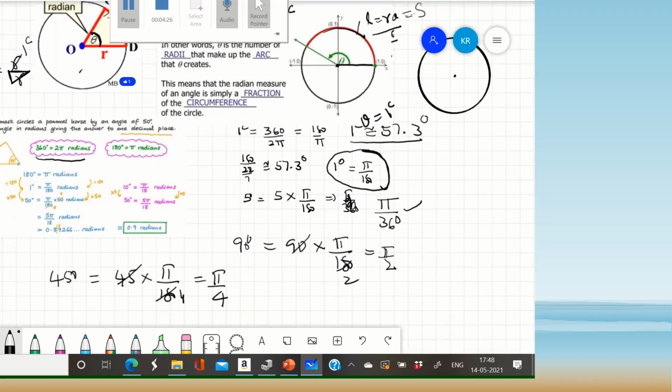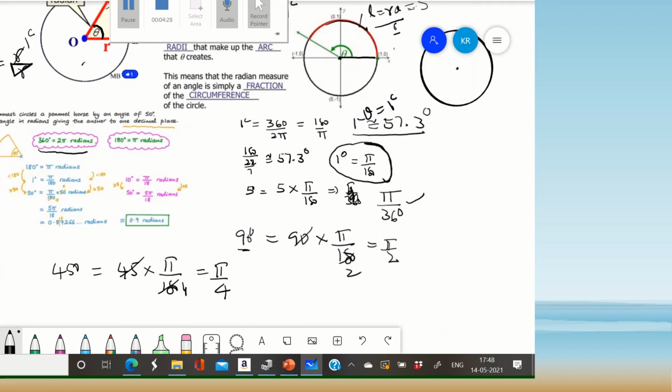When you come to the second example, 90 degrees is given. So 90 into pi by 180, and with respect to radians, I am getting pi by 2. In the last example, 45 degrees is given. That is 45 into pi by 180. So 45 can cancel 4 times here, and this is nothing but pi by 4.